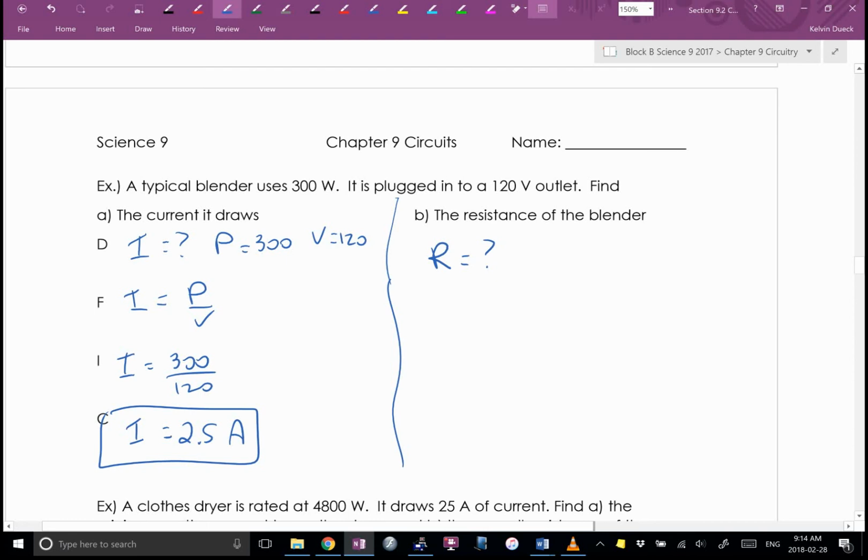Look up for a second. For part B, since you've already listed your data over here, you don't have to just relist it. If it's right on the same question, I'm fine with that. In fact, usually if it's on the same page, I'm fine with not relisting it. So I'm not going to write P equals 300 and V equals 120. I already did that. I'm not going to make you do it twice. That's silly.